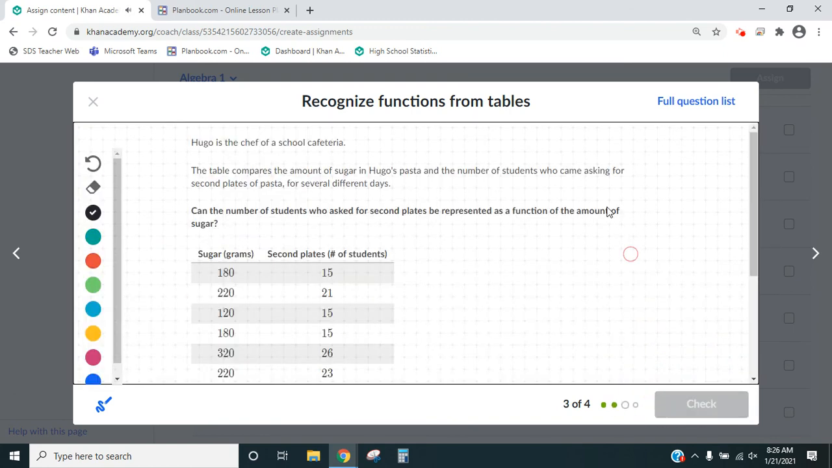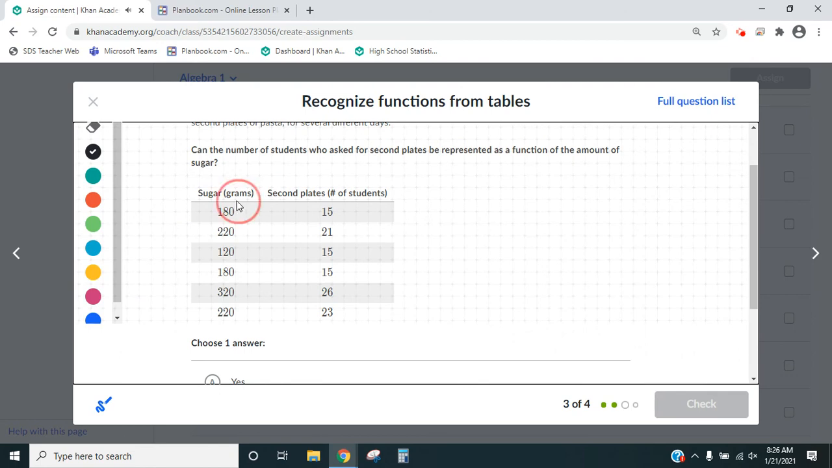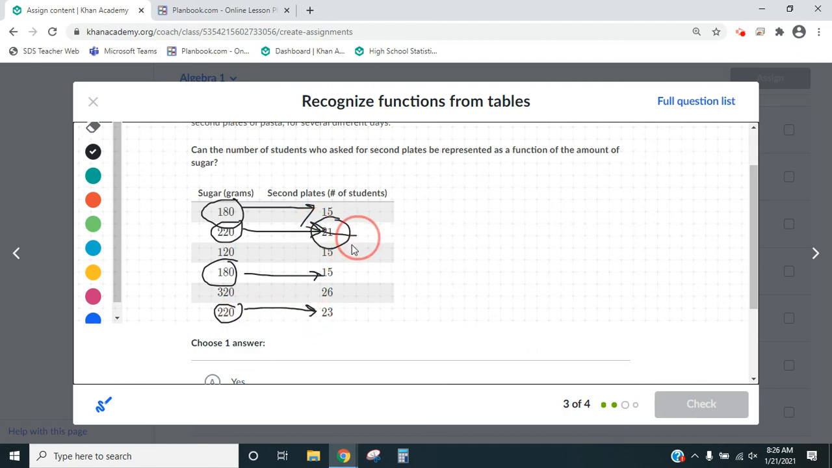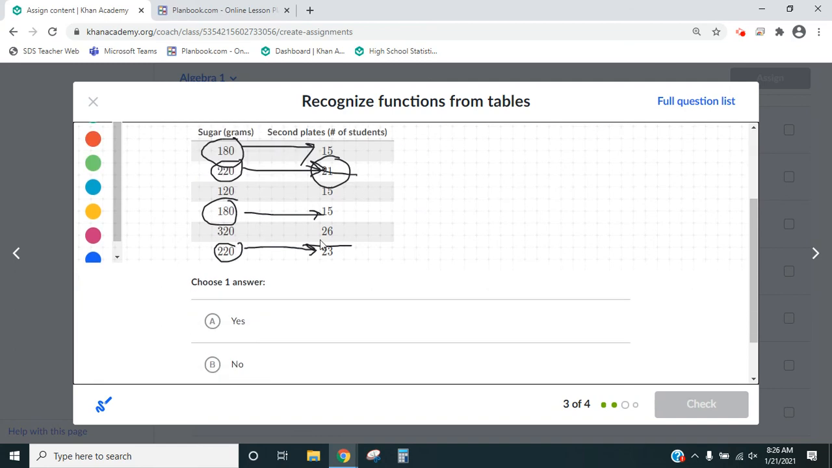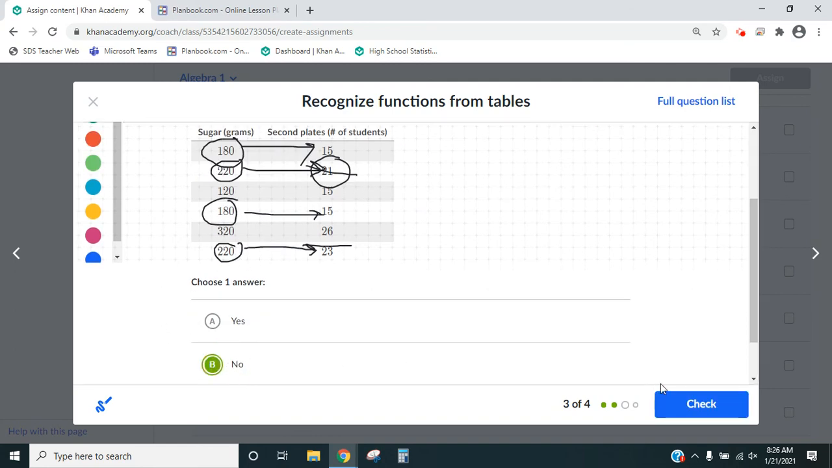Let's find one that's not a function. 180 and 180. That's a function. Oh, the 220s are different. 220 gives a different number right here. That's a failure. That'd be like a vertical line test failure. It's the same idea. So that's not a function.